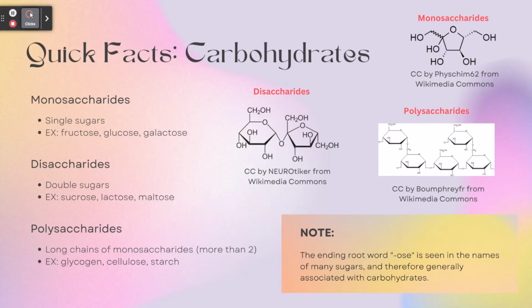In the notes section here, it says the ending root word "ose" is seen in the names of many sugars and therefore generally associated with carbohydrates. In the future, if you come across a word that has this ending root word, it is most likely a sugar and it is most likely a carbohydrate or a type of carbohydrate.